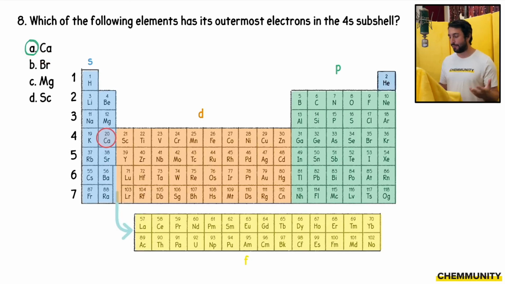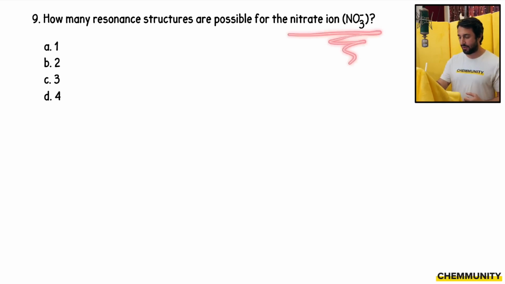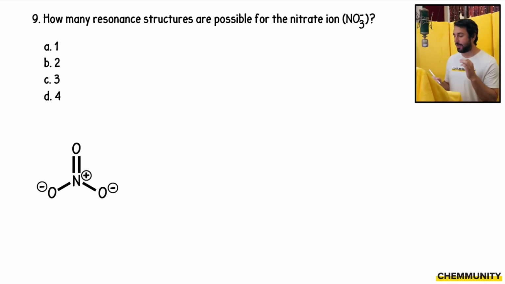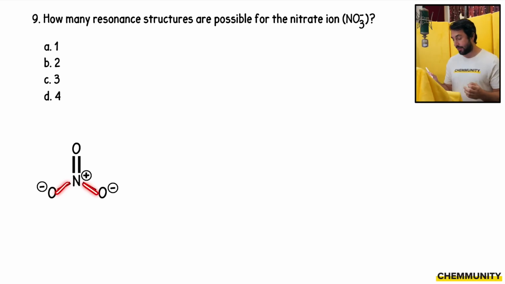which ends in 4s2. Number 9 asks, how many resonance structures are possible for the nitrate ion NO3-? So the first thing we have to be able to do is draw the nitrate ion. We have nitrogen right there, and we know that we're going to be surrounded by 3 oxygen atoms. What is going to be the case is that we have to have a double bond to one of them, and then single bonds to the others.